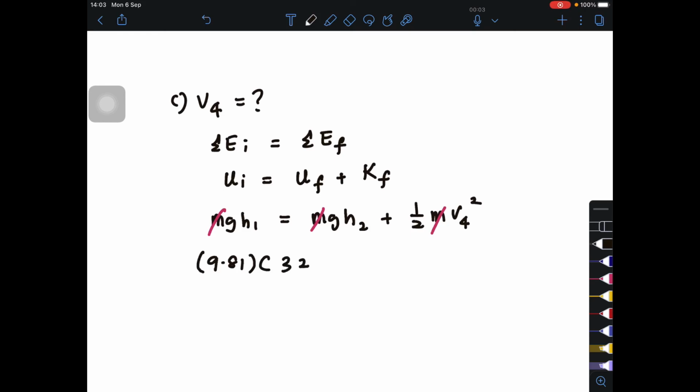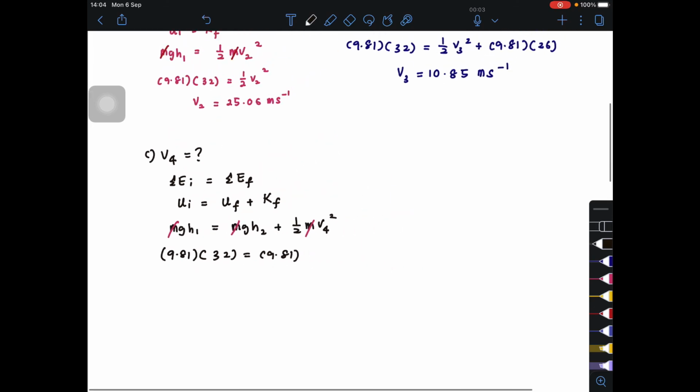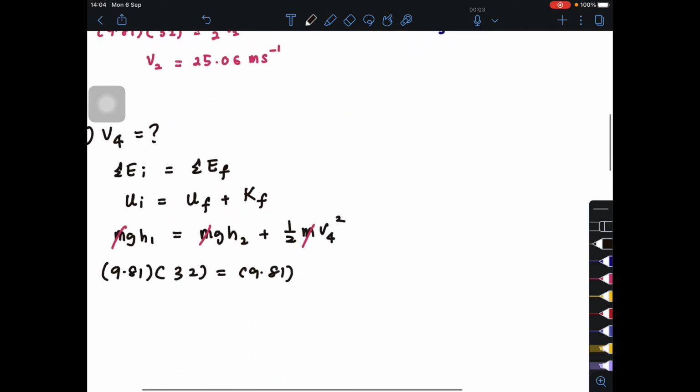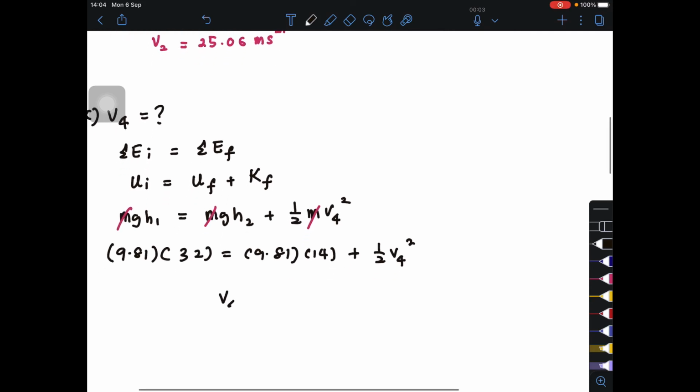H1 earlier was 32. H2, what is the value for H2? It's 14. Plus half V4 square. So you will get V4 is equal to 18.79 meter per second. So don't forget the square here.